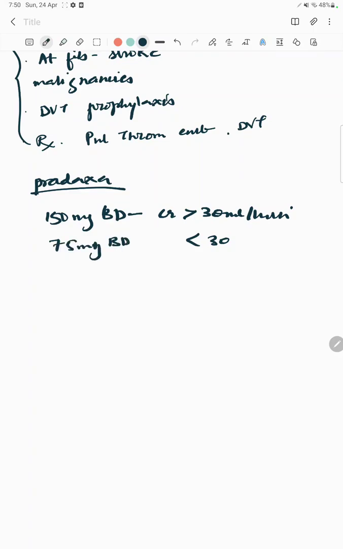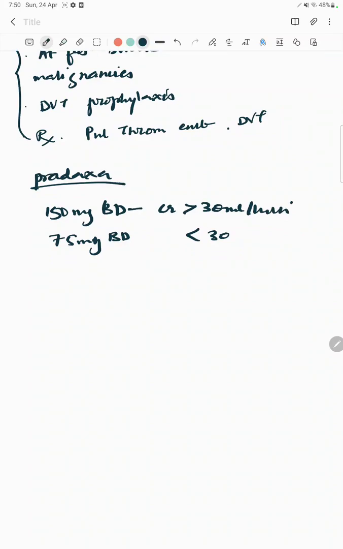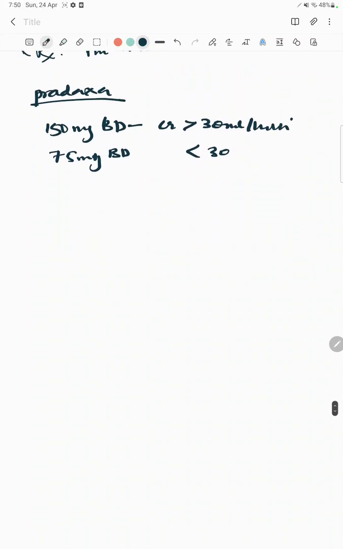Among all the NOACs, all have BD dosing, but only Rivaroxaban is OD. Other than that, all are BD. So now you have put the patient on Pradaxa and he's doing well. You don't require INR monitoring as such.